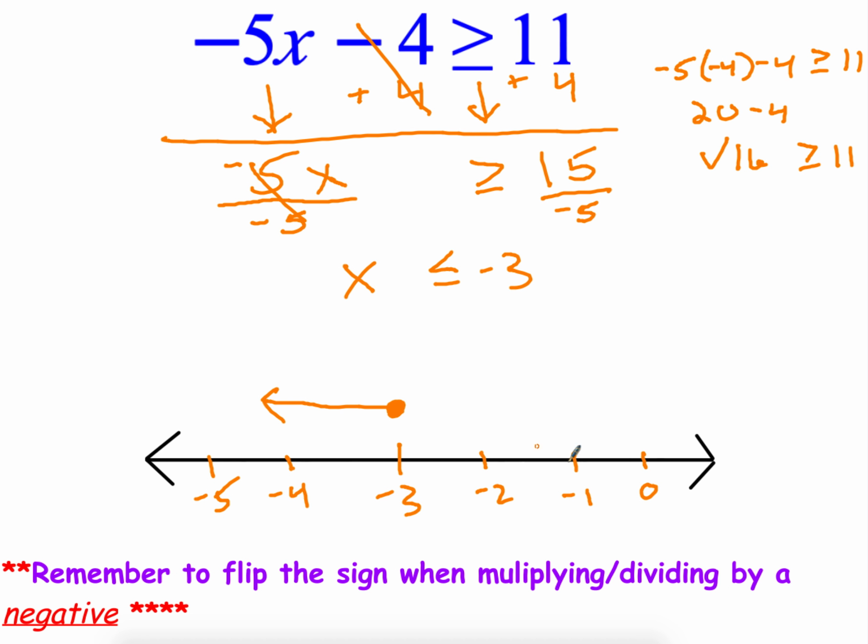Yep, that's a solution. Had I plugged in 0, negative 5 times 0 minus 4, is that greater than or equal to 11? Well, 0 minus 4 is negative 4. Is negative 4 greater than or equal to 11? Negative 4 is not bigger than 11. That is not a solution, which is why my arrow was not going this way, because the numbers to the right of negative 3 on the number line are not part of my solution. 0 would not make this true, which is why 0 is not a solution. Okay, so that's how we would check our work to make sure we did it correctly.